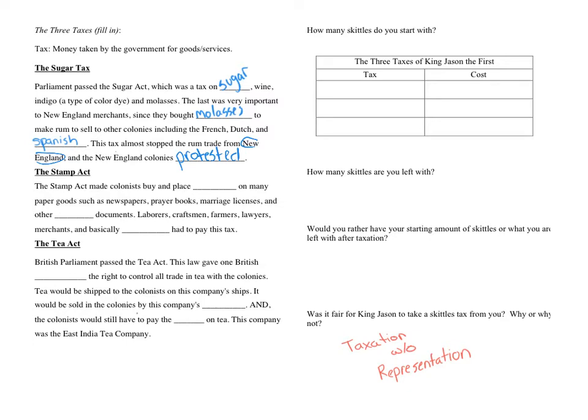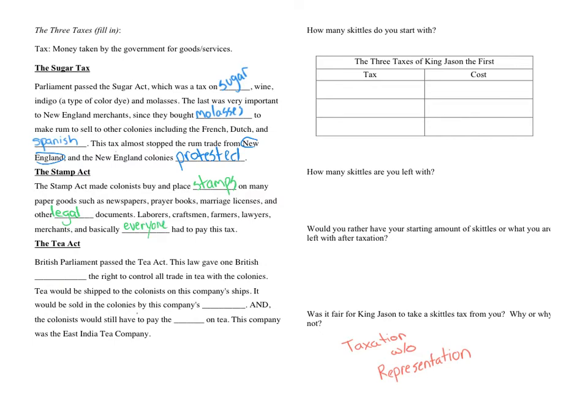The next major act is called the Stamp Act. The Stamp Act made colonists buy and place stamps on many paper goods, such as newspapers, prayer books, marriage licenses, and other legal documents. Laborers, craftsmen, farmers, lawyers, merchants, and basically everyone had to pay this tax.